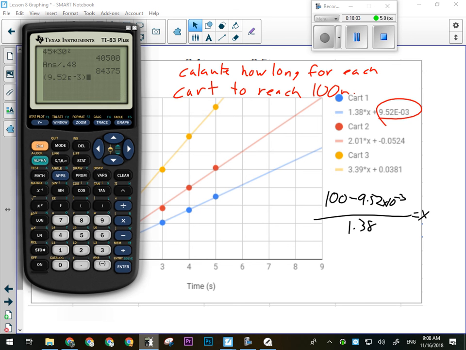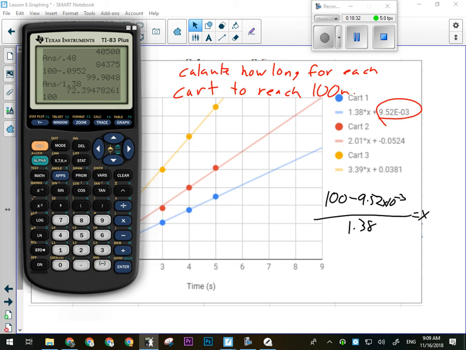So for cart number 1, we're going to have 100 minus 0.00952, divided by 1.38. Why did I do those calculations separately? Why did I get the answer and then divide? I do it this way, I get the right answer, which is 72 seconds.